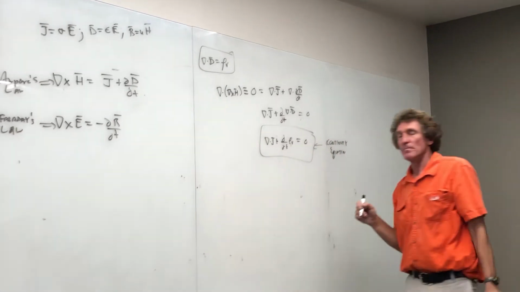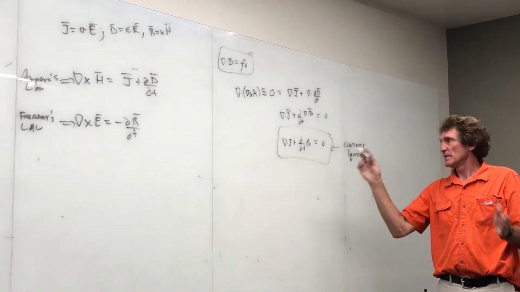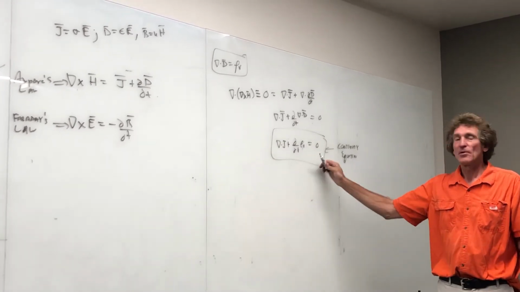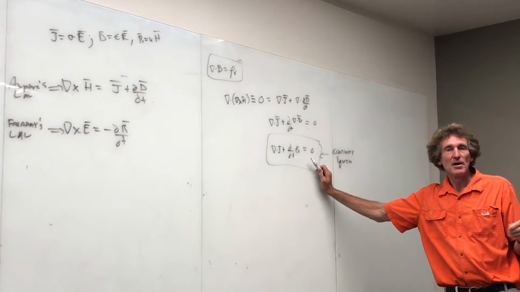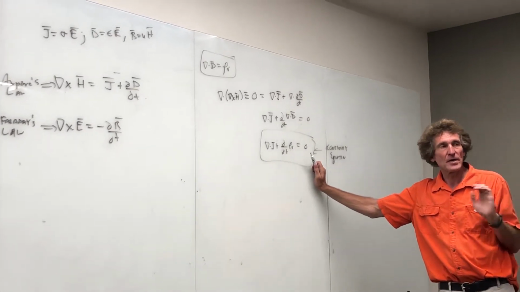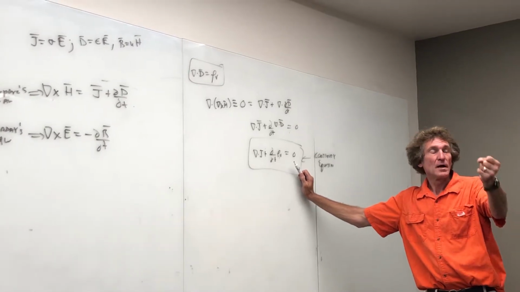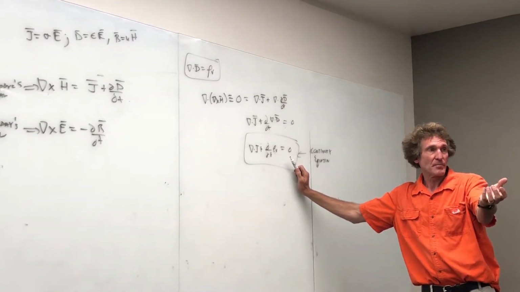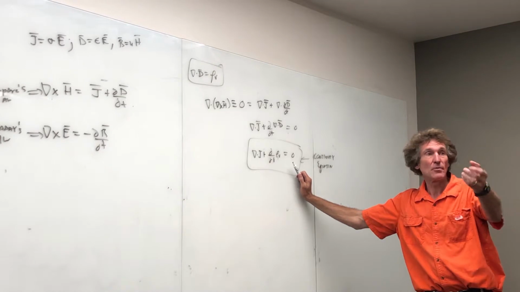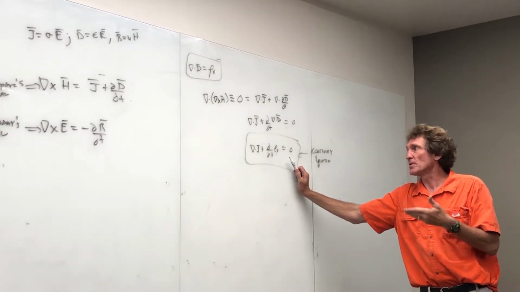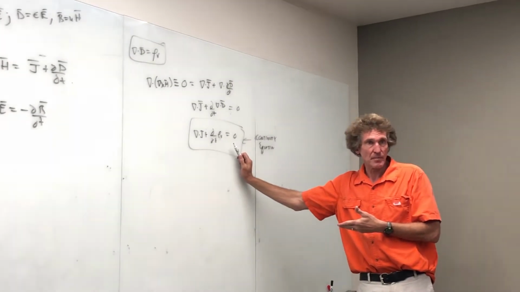And that's an important one, but we're going to keep working on it. Div J plus d rho dt equals zero. This has an analog to something called Kirchhoff's law. Remember with Kirchhoff's law, all the current into a junction had to come out of the junction, right? Or accumulate charge there. What goes into comes out of or accumulates. And this is the differential or the volumetric form of Kirchhoff's law right here.